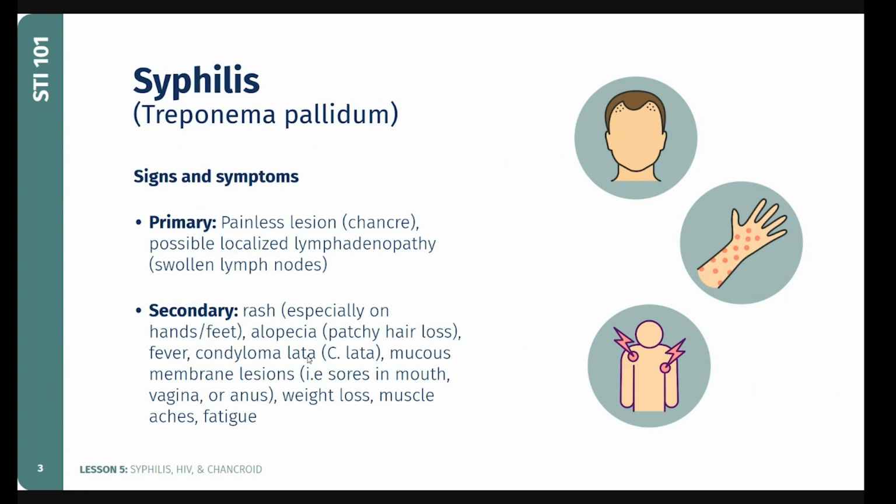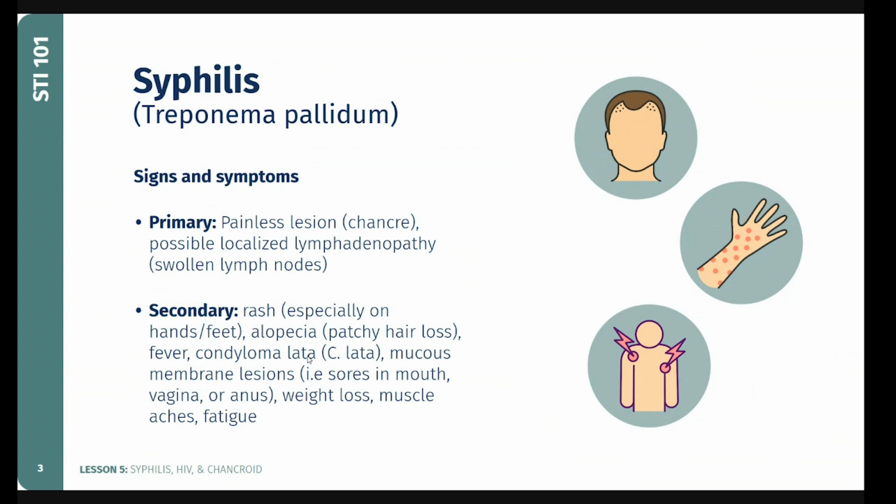Some people will develop a fever. Others may have a white cauliflower wart-like lesion called condyloma lata or C. lata appear. C. lata is typically painless. Some people may have some painless lesions appear in their mucous membranes, including their mouth, vagina, and/or anus. These lesions are very infectious, so you can be exposed to syphilis by coming into direct physical contact. Other people may experience weight loss, muscle aches, fatigue, and other nonspecific symptoms.